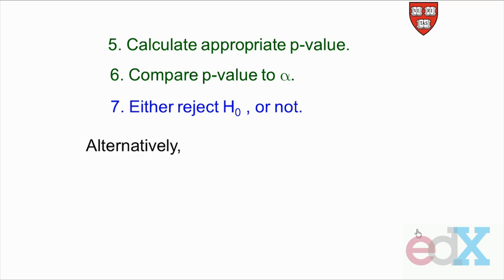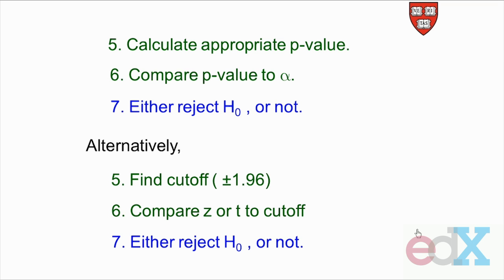Alternatively, we can look at finding the cutoff. For example, if we were looking at the z, our cutoff would be plus or minus 1.96, and then compare our statistic, in this case the z, to plus or minus 1.96, or in the case of the t, whatever the appropriate cutoff is when we get the degrees of freedom, and then we reject H0 or not. So in either case, we're going to come up with either reject the hypothesis or not.